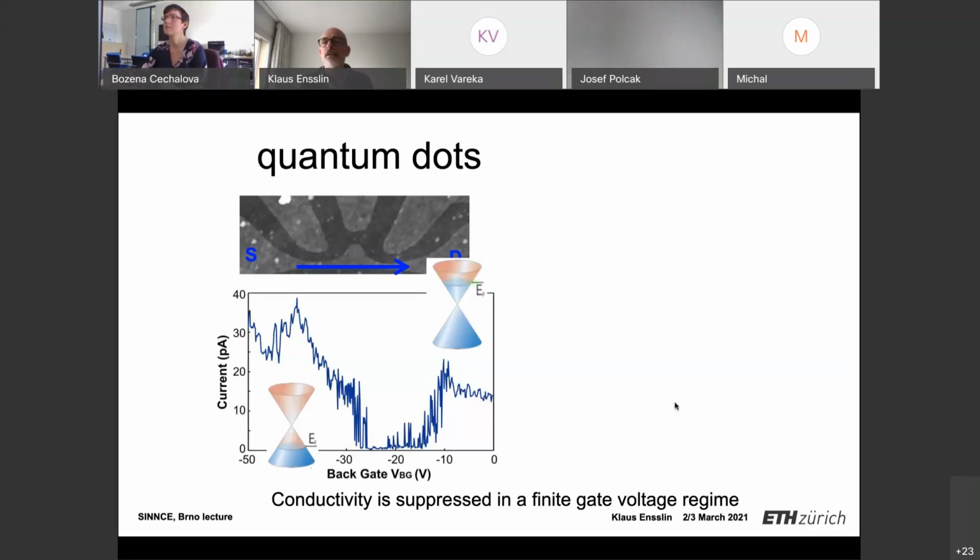So the Fermi level, that's the energy where all the filled states are below. In this case, all the blue scale states. So that would be electron conduction. That's why current goes up.